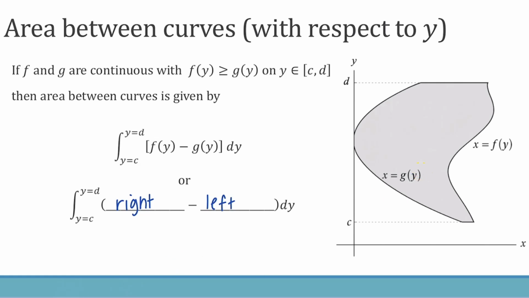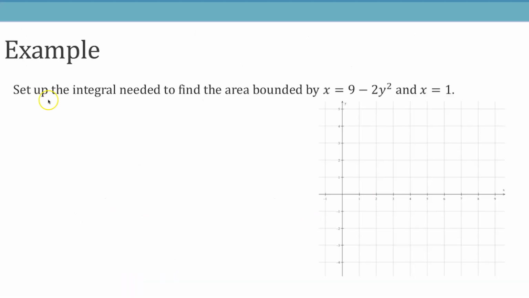In this example, we want to set up the integral needed to find the area bounded by x equals 9 minus 2y squared and x equals 1. These are both given as functions of y, but they aren't graphed. So let's go ahead and graph them. X equals 1 is a vertical line, and x equals 9 minus 2y squared is going to graph a parabola. It's just that since it's a function of y, the parabola is going to open right or left.